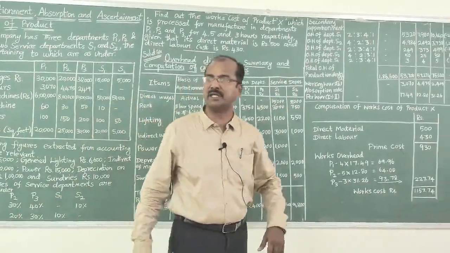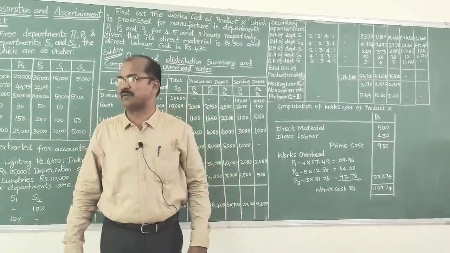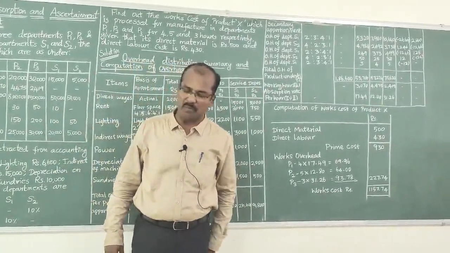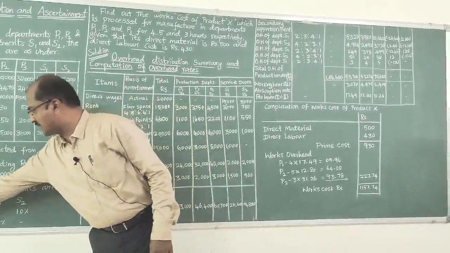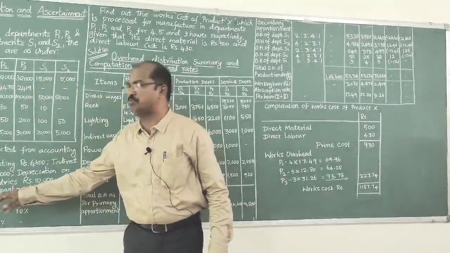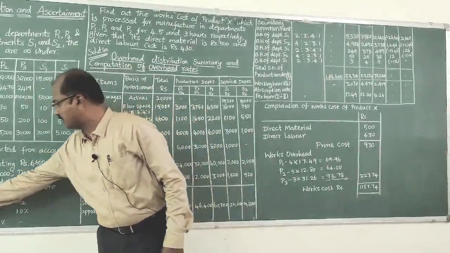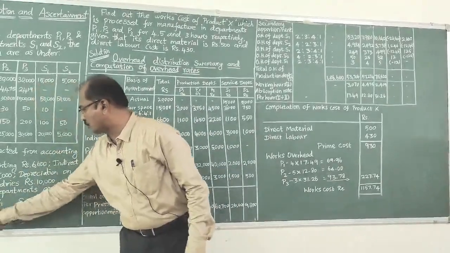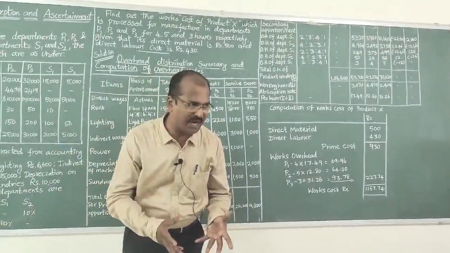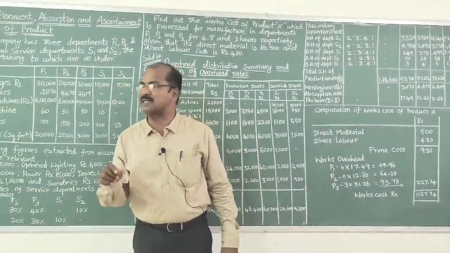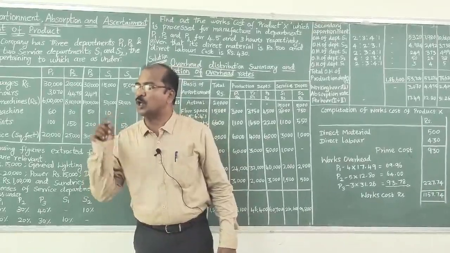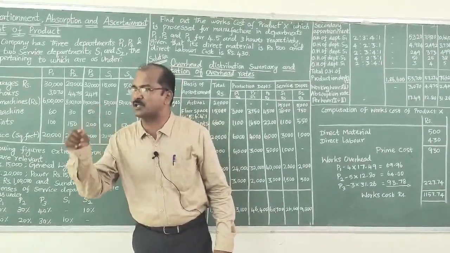Now let's continue with the secondary apportionment as per the directions given in the problem. And we are informed that the overhead of S1 could be apportioned to P1, P2, P3 and S2 in the ratio of 20:30:40:10, which could be simplified as 2:3:4:1. So what is the ratio we follow to apportion the overhead of S1?